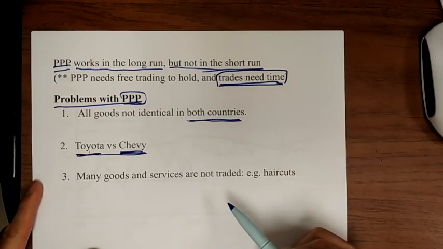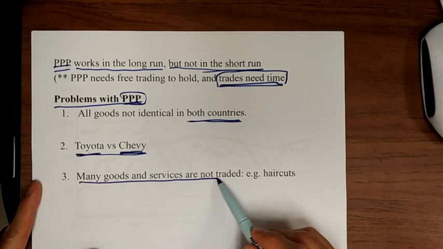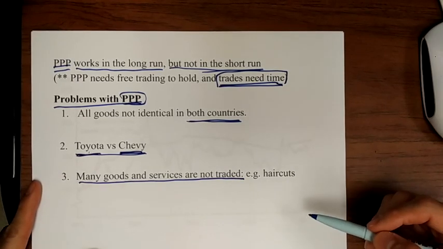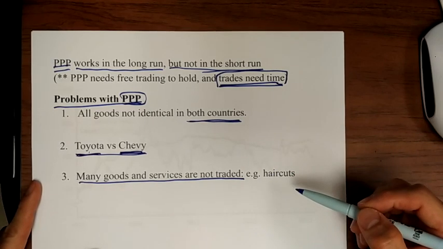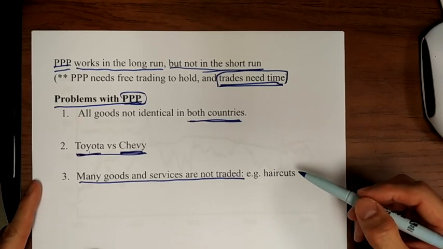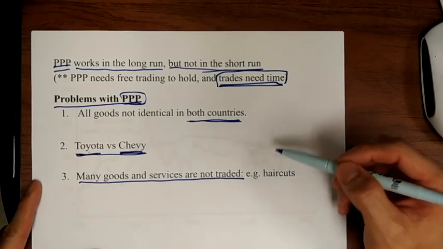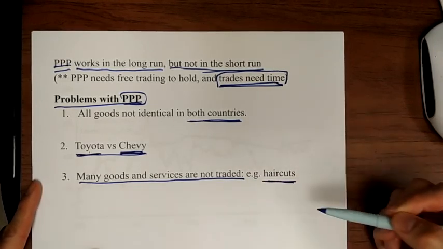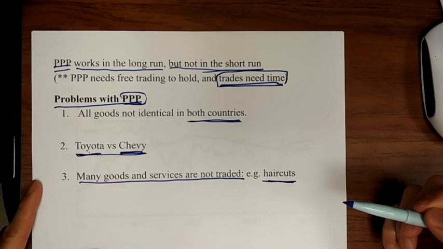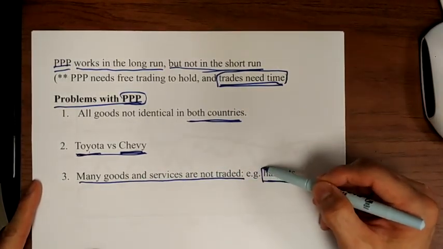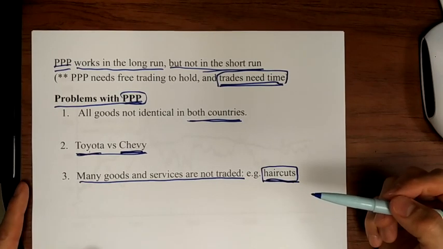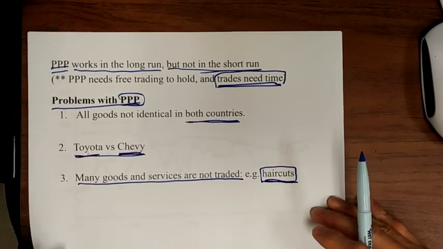Number three, many goods and services are not traded. Say, for example, it's much cheaper to get a haircut in China. Are you going to fly all the way to China to get a haircut? No. So many goods and services are not tradable. Say, for example, haircuts is not tradable.